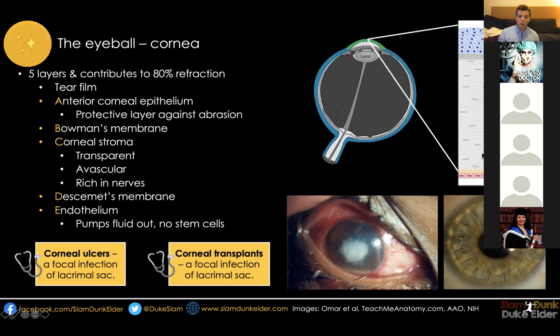Then we have the stroma. This is the transparent, non-vascular, and rich in nerves part of the cornea. This is the majority of the cornea. About 95% of light goes through this part and traverses into the back of the retina, hopefully to reach it.